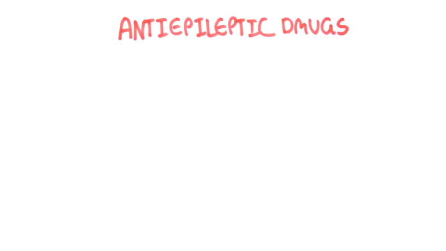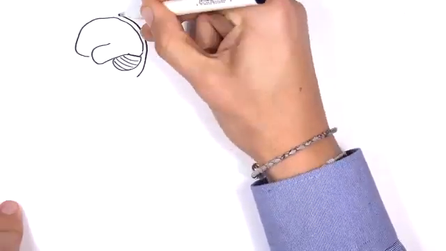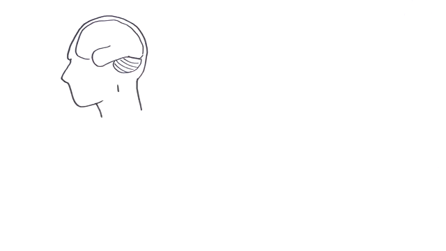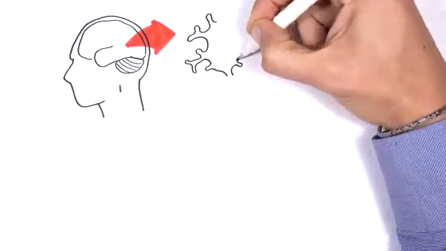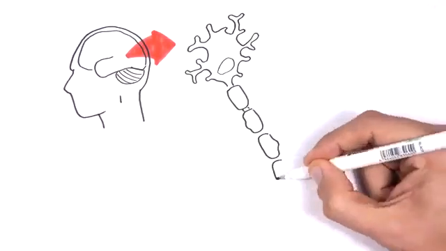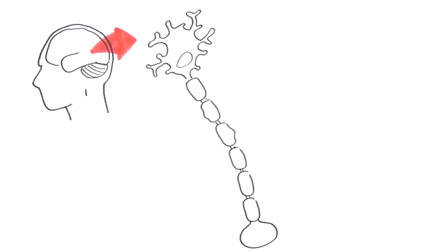Epilepsy is a disease characterized by seizures. Epilepsy has different types. There are seizures that are well localized in the brain, or that spread out throughout the whole brain. In this video, we're only going to focus on the pharmacology of epilepsy.